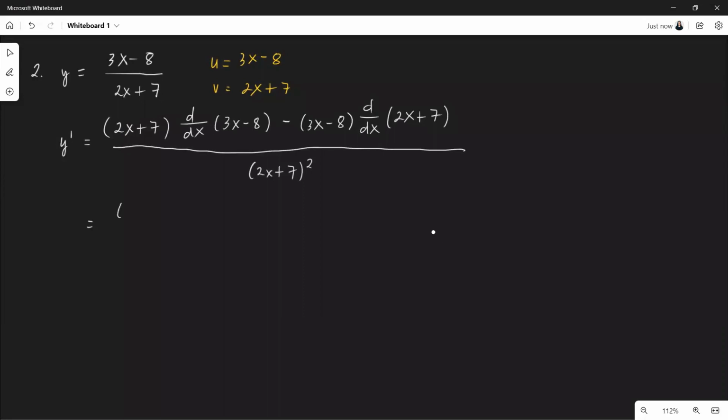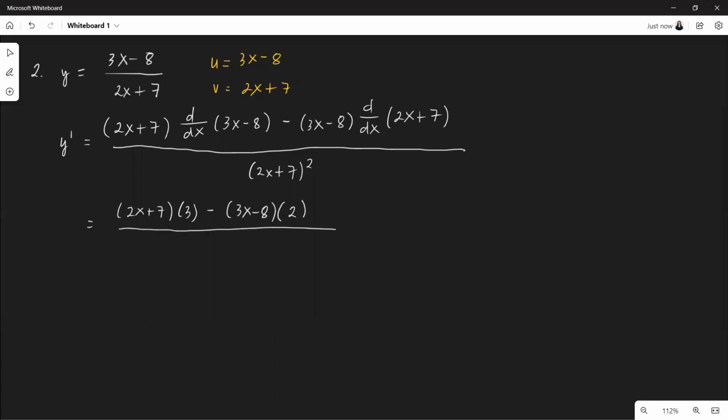And then continue. There is no d over dx notation here, meaning you only need to copy. Do not get the derivative. The indicator or the operator that you will be doing differentiation is the d over dx, so it should be placed before the function. There's no d over dx here, so copy 2x plus 7. Then the derivative of 3x minus 8 is 3 minus 0, or that's 3. And then minus, copy 3x minus 8 multiplied by the derivative of 2x plus 7: the derivative of 2x is 2, and the derivative of 7 is 0, so it's 2.